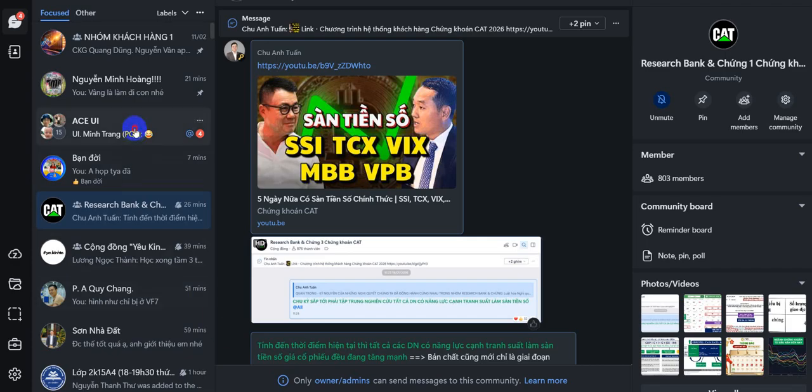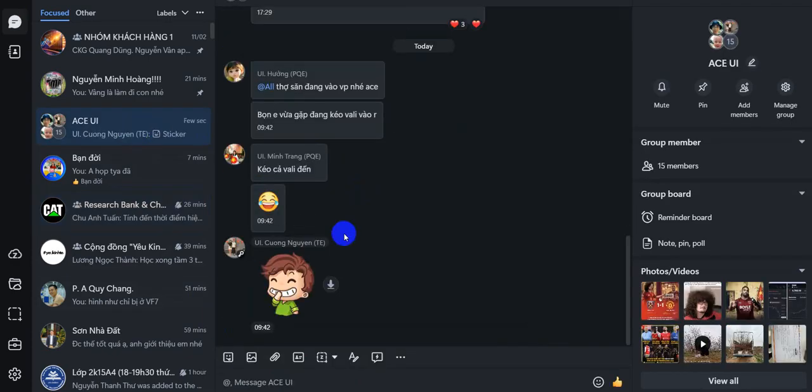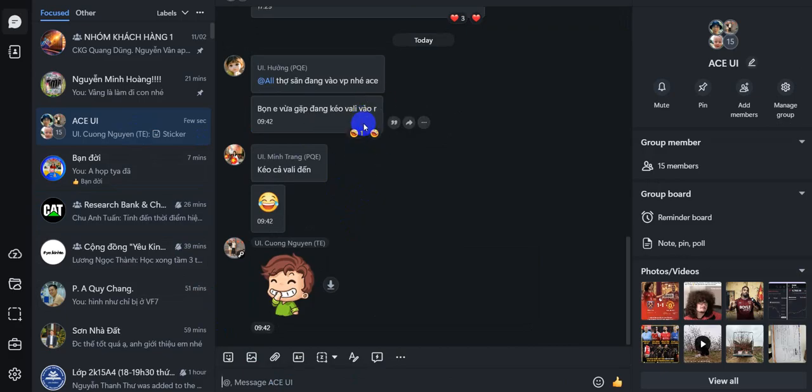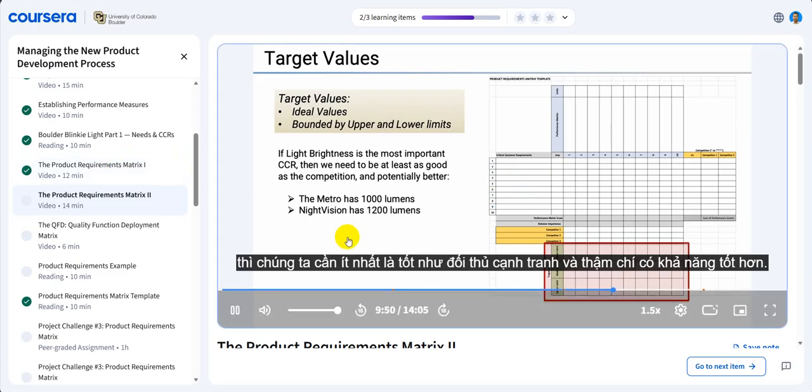Well, let's take a look. Target values are the ideal values that your product should have, sometimes bounded by upper and lower limits. For instance, if light brightness is the most important CCR and the most important performance metric, then we need to be at least as good as the competition, and potentially even better.